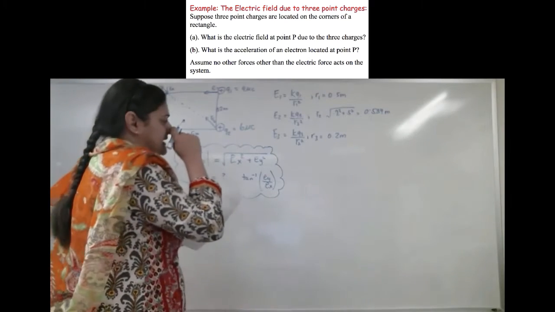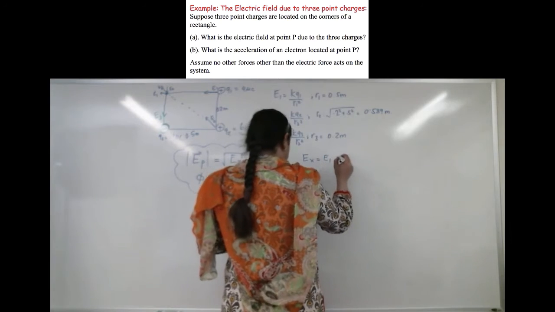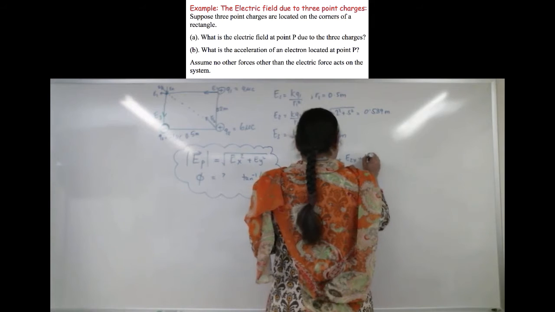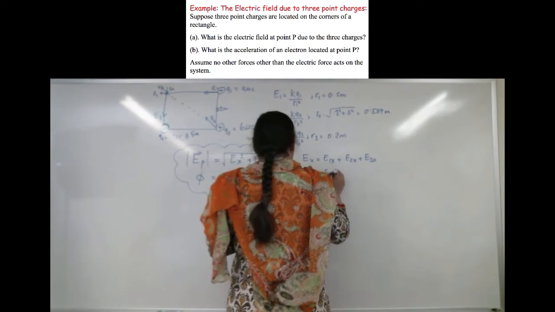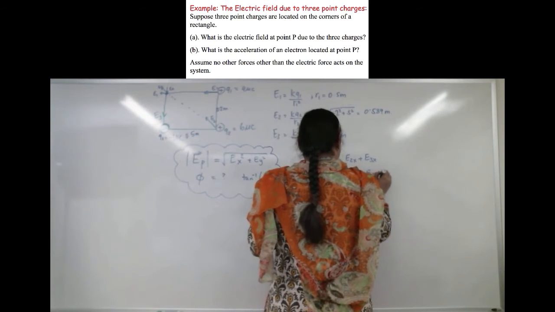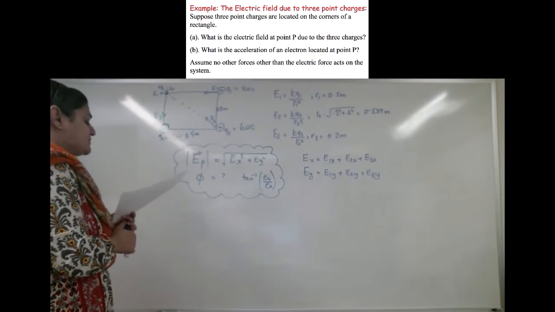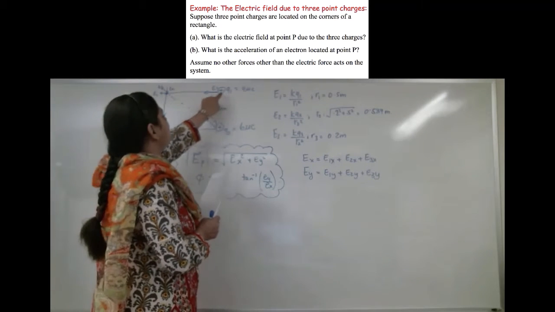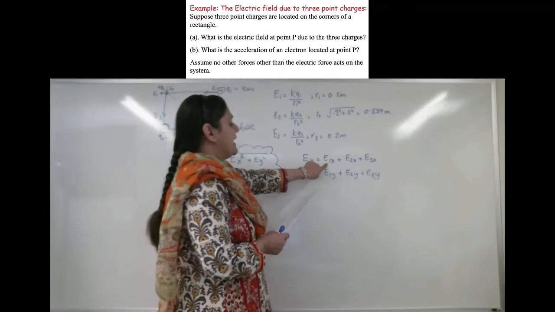What is going to be EX? EX is going to be E1x plus E2x plus E3x. And EY is going to be E1y plus E2y plus E3y. Okay? How do I find this? Well, the first one is only going to have a component along the x-axis. So I'm going to only have E1x.